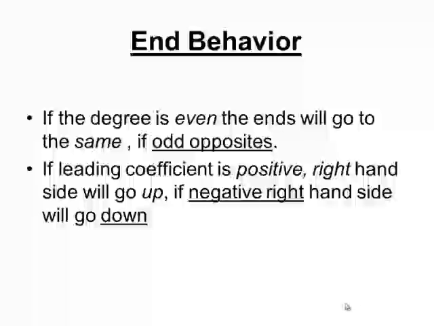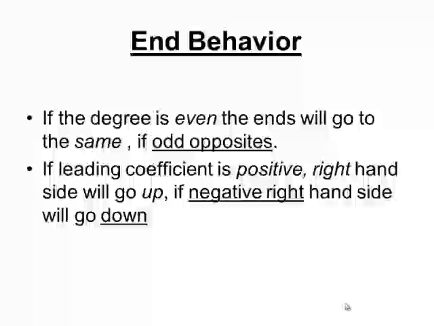We can remember this because if we think of synonyms for the word odd, a lot of times we might come up with different. Like if I say, that's odd, what I mean is it's kind of different than what I was expecting it to be. So odd can mean different or opposite. So when that highest power is odd, the ends are going to do the opposite things, one up, one down.